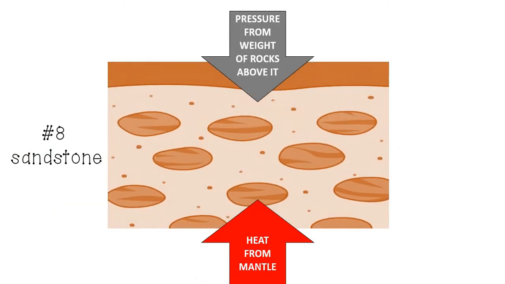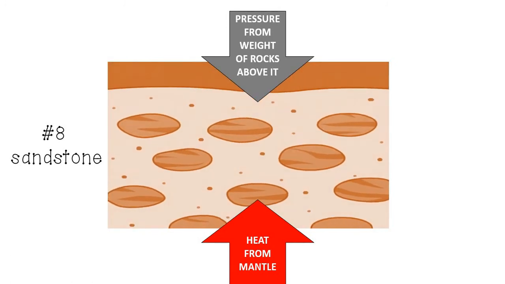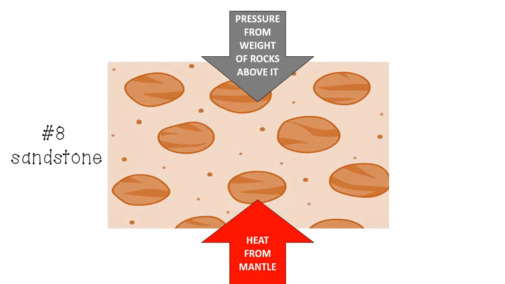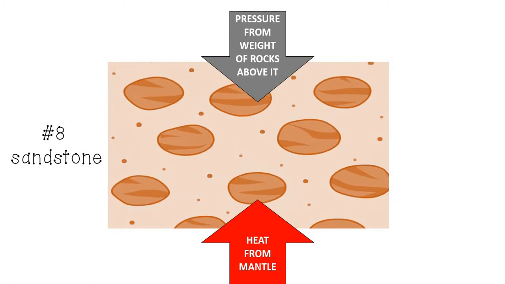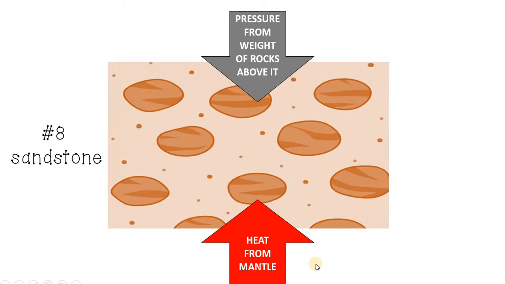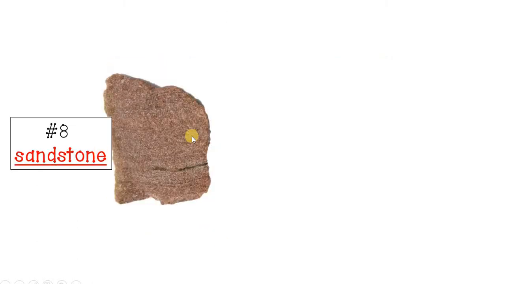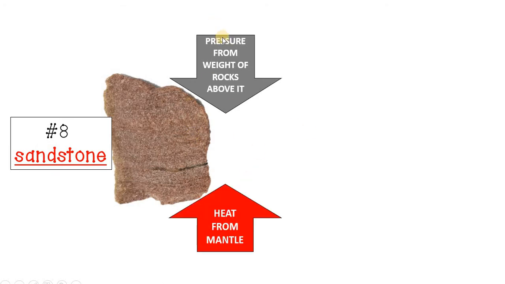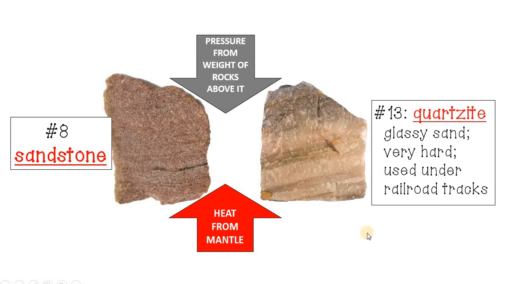Now let's take a look at rock number 8. Pull that one out. That is the sedimentary rock sandstone. And if you remember, it is made out of sand that's been compacted and cemented together. In this animation, you can see the little crystals of sandstone, and we've got pressure from above as well as heat from below that is baking that sandstone. And as it does that, our original sandstone, as it's exposed to pressure and heat, turns into this rock right here. This is rock sample number 13. Rock sample number 13, which is called quartzite.